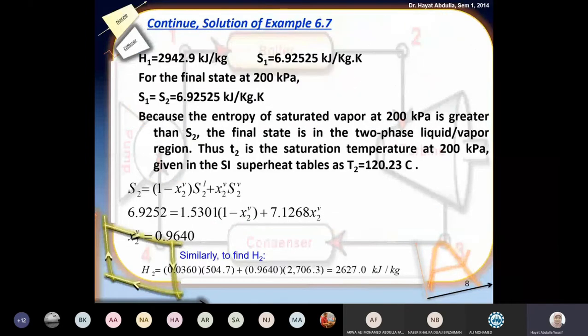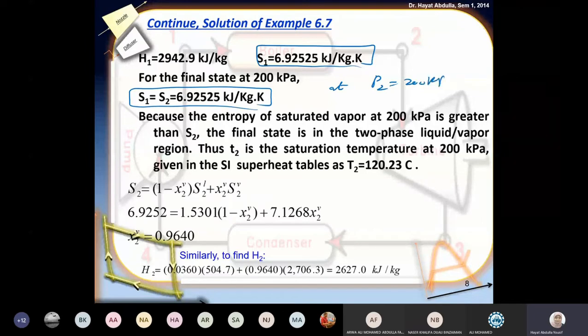Otherwise, you would have to do interpolation. So what I did here, I got S1, which I need. And because S1 is equal to S2, because it's a reversible adiabatic process, then at the exit, where the pressure P2 is 200 kilopascal, at S2 we have to define what the state is. S2 is 6.9252. Okay? All right?